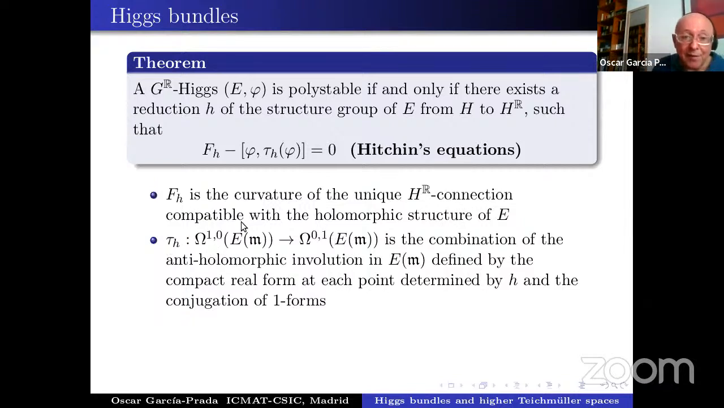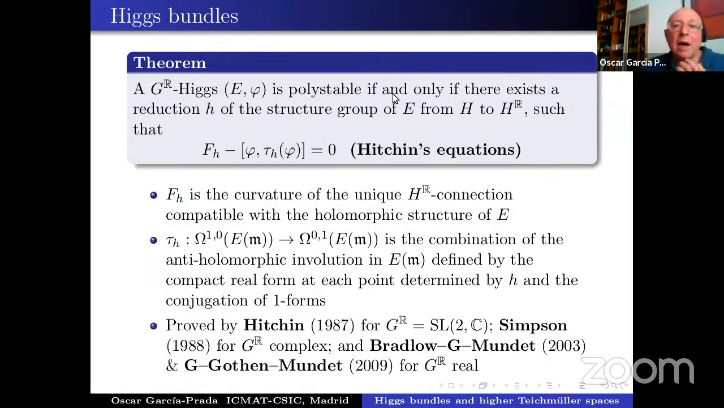Because remember, the Higgs field is a holomorphic section of E tensor the canonical bundle. And so you have this operation, and this is the Hitchin equation. And the theorem says that a GR Higgs bundle has a solution to these equations if and only if it is polystable. This was proved by Hitchin in his original paper for SL2C, and then by Simpson for complex groups, and with my collaborators Steven Bradlow, Ignasi Mundet and Peter Gothen, we proved it in this generality for real groups.